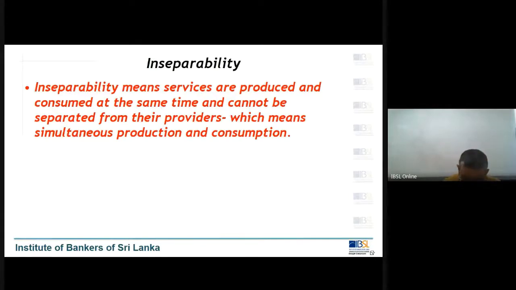Inseparability, right? So that is the important thing. The service shows inseparability, so produce and consume at the same time. Clear? So that's the second feature of services. I hope you understood, right?